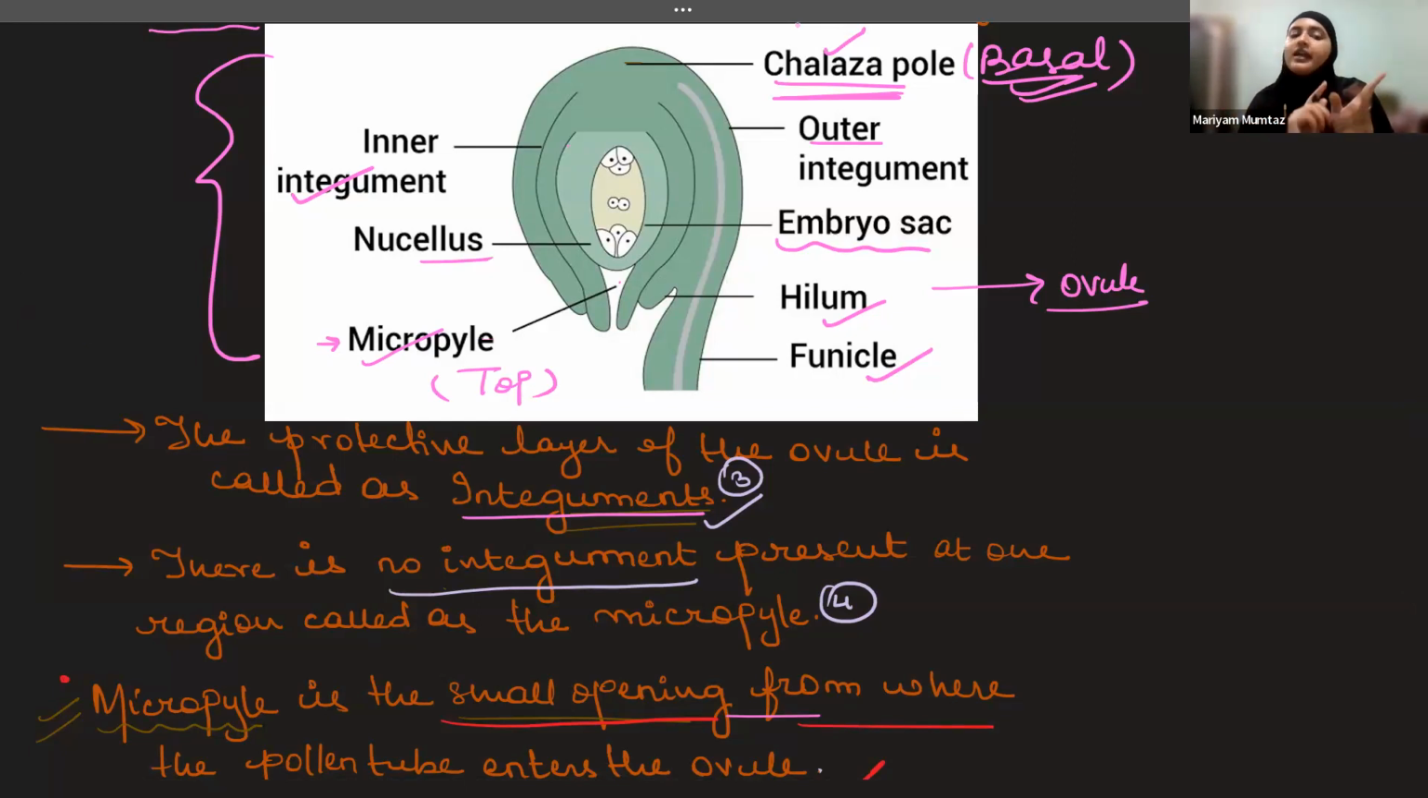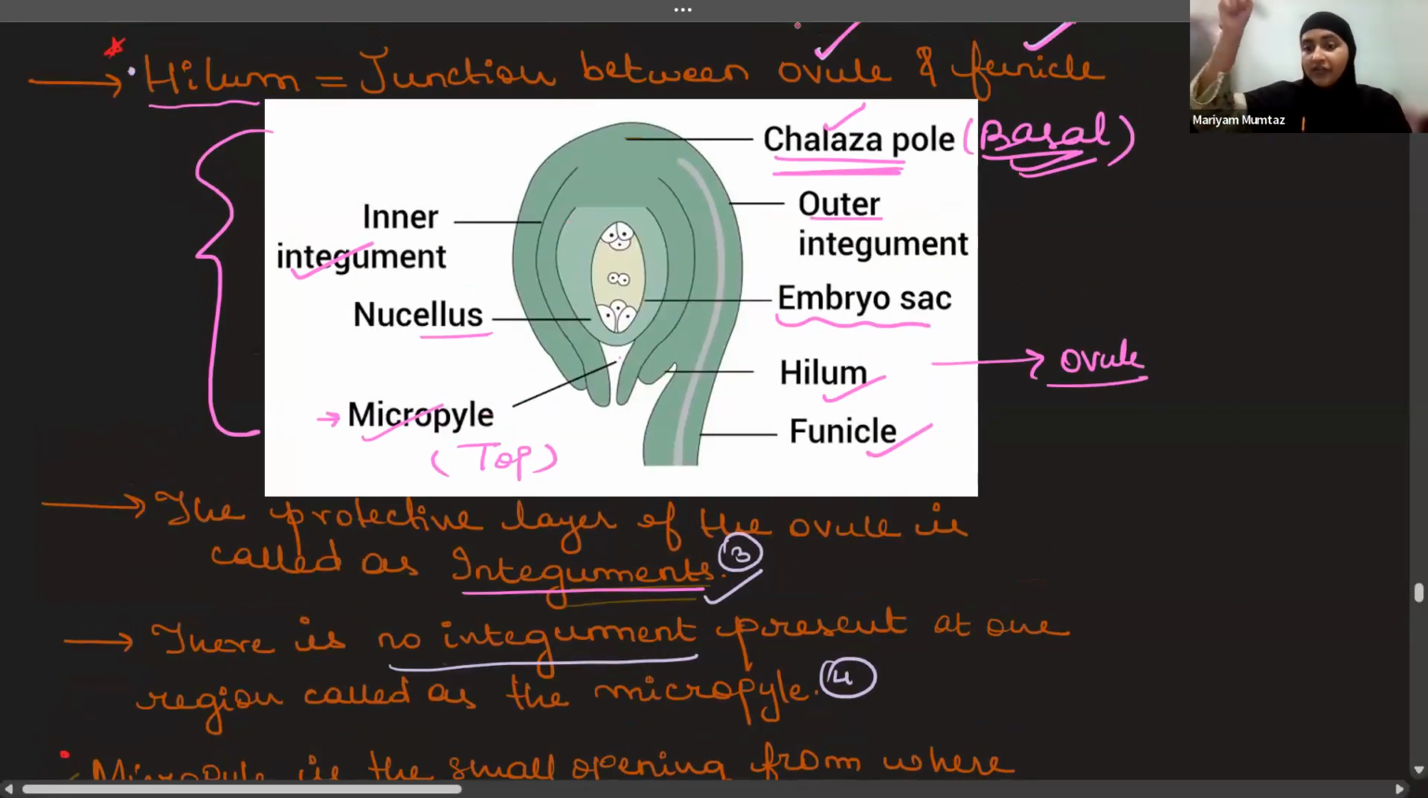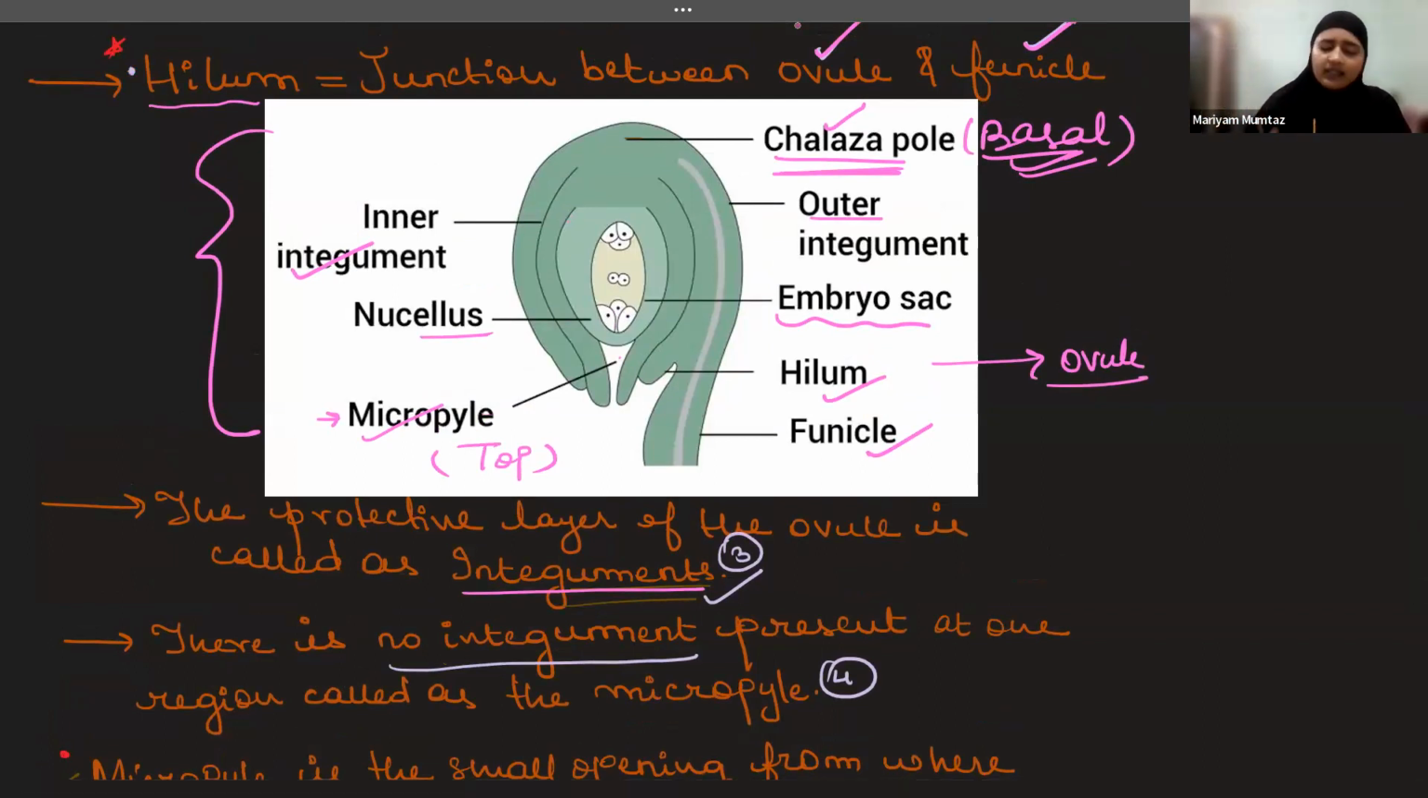That nutrition is provided by nucellus. Clear? And embryo sac is the female gametophyte. Inside the embryo sac, egg will be present. Meaning, when the pollen has landed on the stigma, it will travel into the style, it will come into the ovary. Inside the ovule, it will come into the ovule. And in the ovule, it will come from here only, from micropyle, because this is the place, this is the hole. And then the male gamete will come and fuse with the egg.